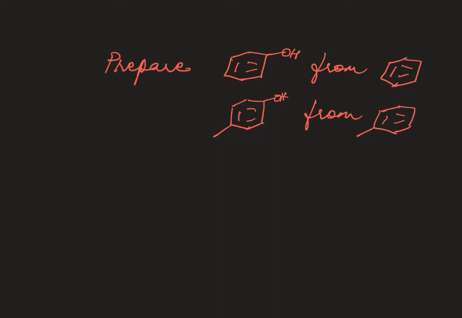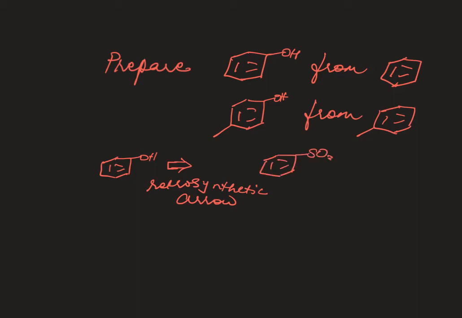So one thing that you should consider is, well, I know that phenol can be generated. So I'm going to put the retrosynthetic arrow. Notice I'm putting in the solid arrow. This is my retrosynthetic arrow. It can be generated from benzene sulfonic acid, SO3H. And that can be generated again from benzene. And that is just a sulfonation step.